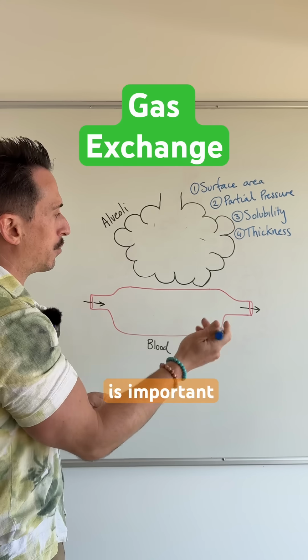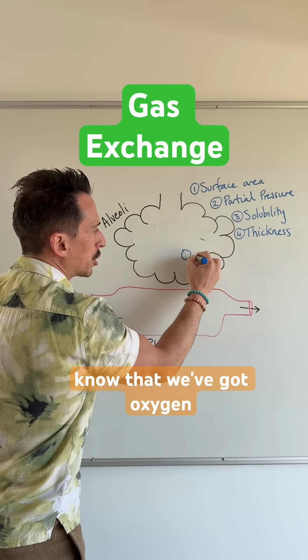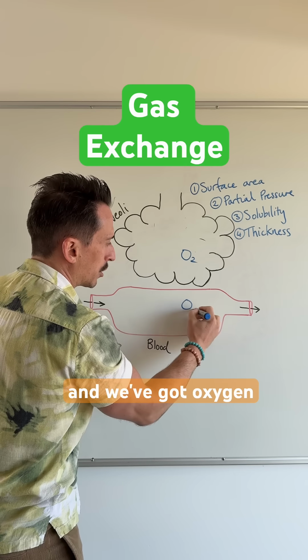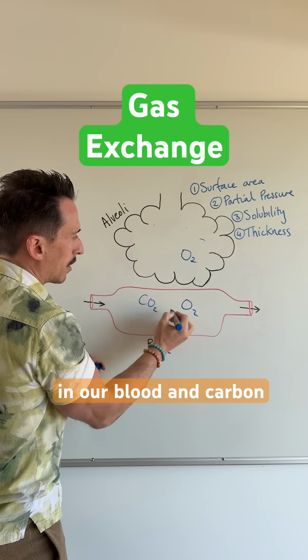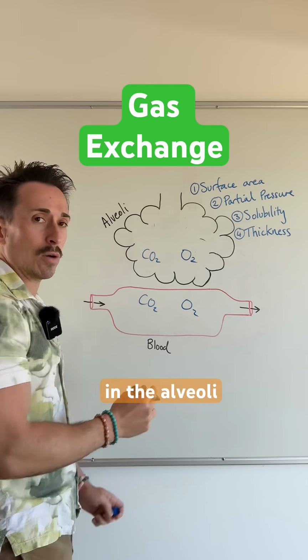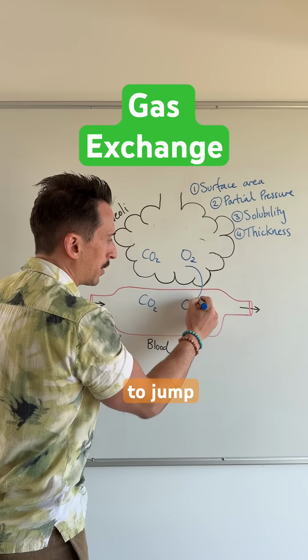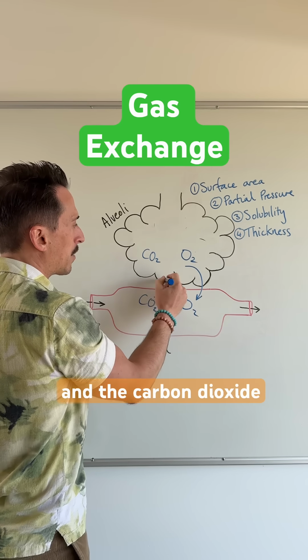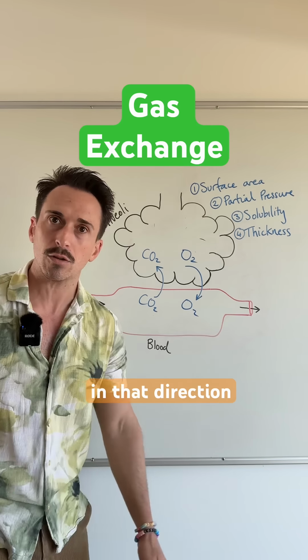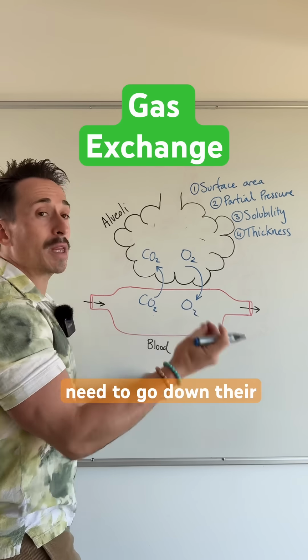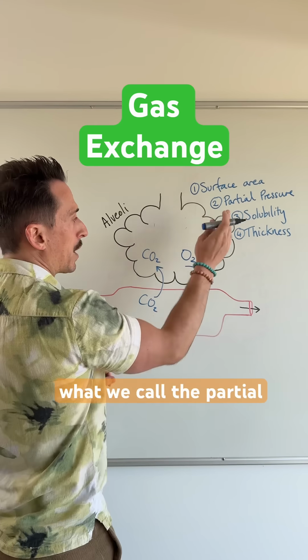Partial pressure, this is important. We know that we've got oxygen in our alveoli and we've got oxygen in the blood. We also have carbon dioxide in our blood and carbon dioxide in the alveoli. So how do we get the oxygen to jump into the blood in that direction and the carbon dioxide to jump into the alveolus in that direction? Well, they need to go down their own pressure gradient, what we call the partial pressure.